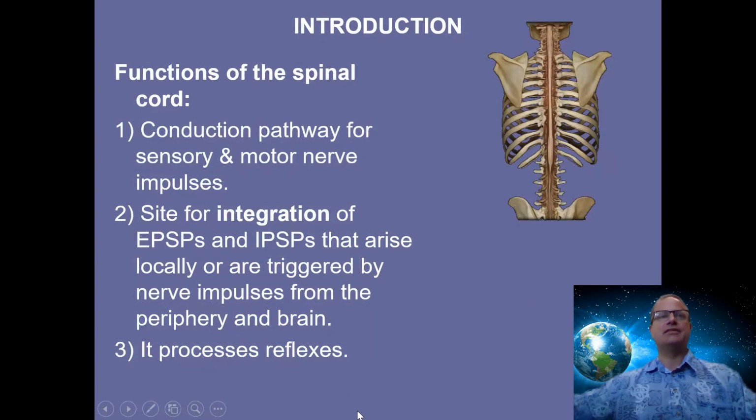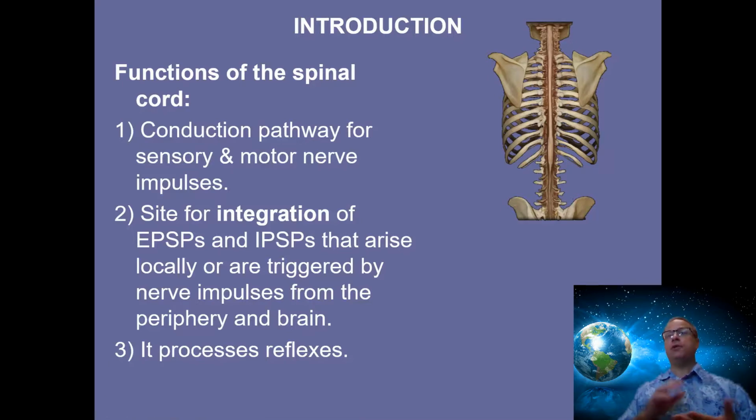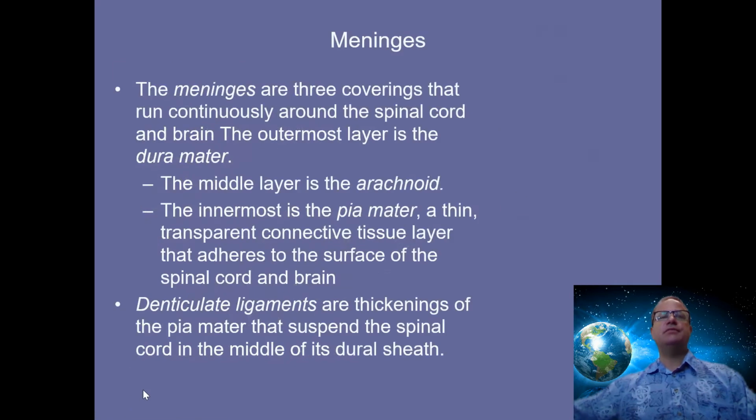Okay, so functions of the spinal cord. First of all, it helps to conduct nerve impulses from the skin and from the other sensory receptors into the body. It is also the site of integration for nervous information, so excitatory postsynaptic potentials and inhibitory postsynaptic potentials. That's what those words stand for. Depending on the sensory information coming in, your central nervous system, brain and spinal cord, may initiate an appropriate motor output. And sometimes these motor outputs are called reflexes because they happen automatically.